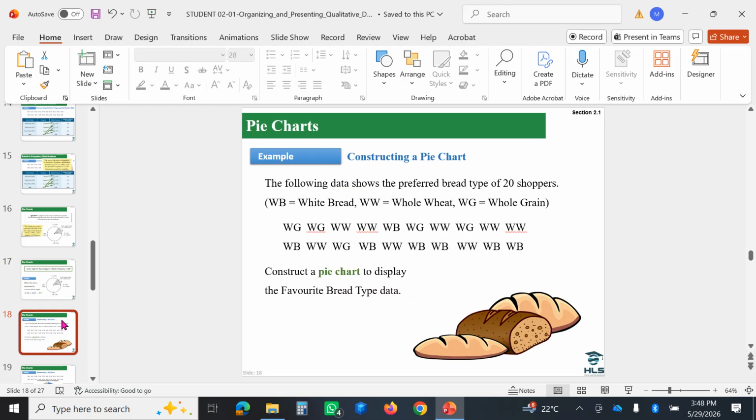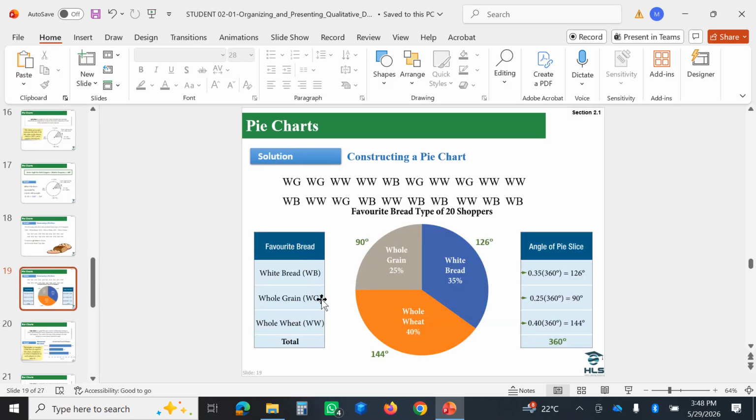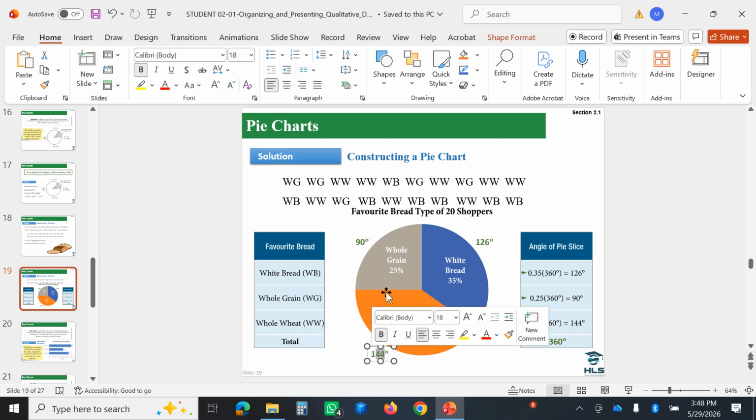So going back to our original bread example, there's your 25%, which is what we thought. It's a nice, beautiful 90-degree angle. White bread was 35%. Multiply 35% times 360 degrees, you get 126 degrees. And then whole wheat was 40%. 40% times 360 equals 144.